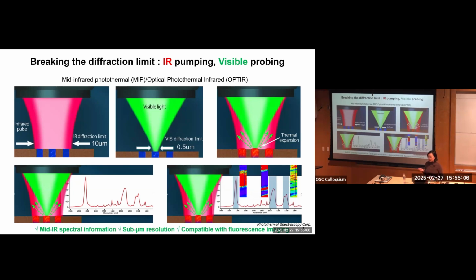So by doing this, we can much improve the infrared imaging resolution down to sub-micron spatial resolution. And while getting the much improved spatial resolution, we can also maintain the IR spectral information. And it's also highly compatible with other imaging modalities such as fluorescence.